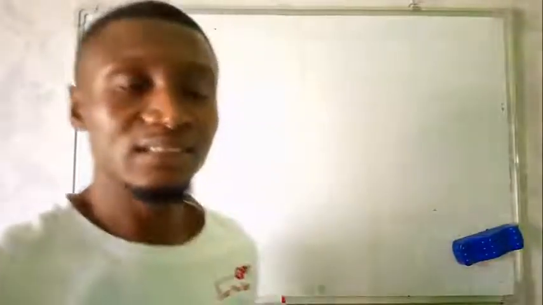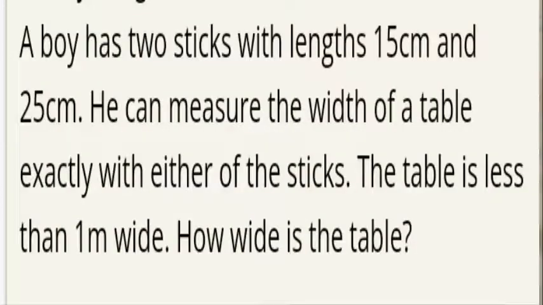A parent sent this question to me which we're going to look at now. The question says, a boy has two sticks with length 15 cm and 25 cm. He says he can measure the width of a table exactly with either of the sticks. The table is less than 1 meter, that's 100 cm wide. How wide is the table?